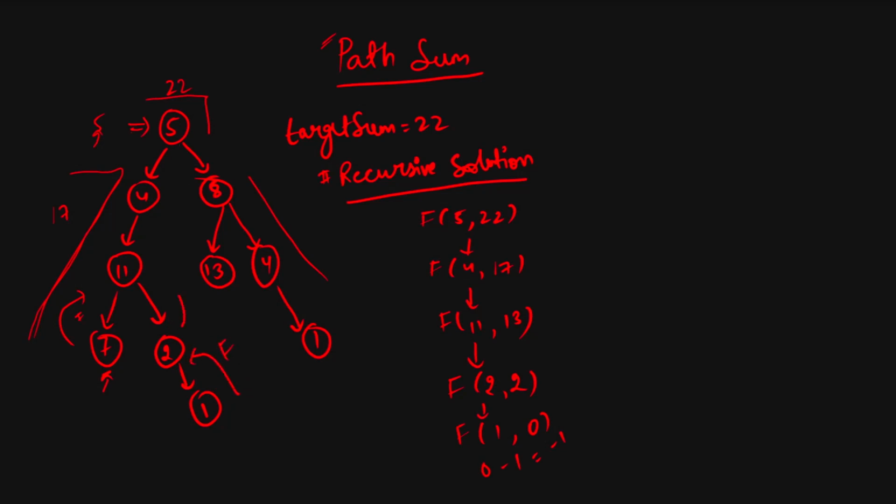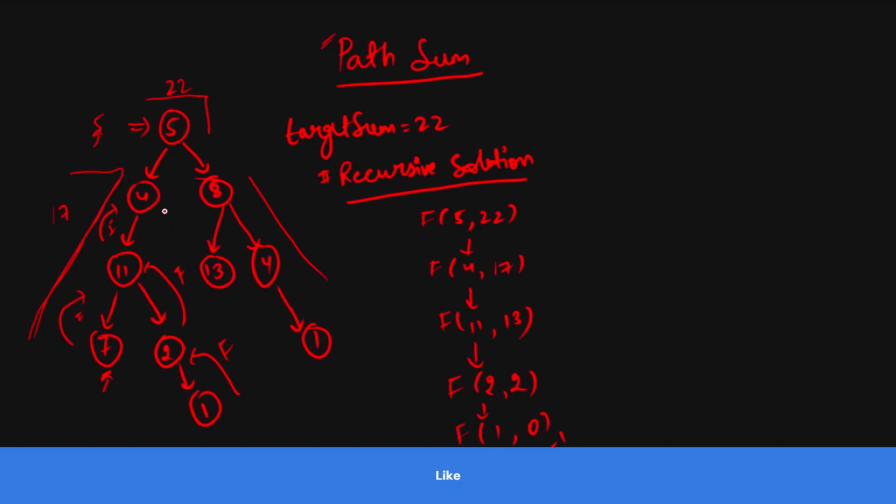So this will return false. So what do I get from 11? I do not get any path from left, any path from right, so it will return false. Now if the left side is returning false, then it will go to its right side. But the right side is null, so it will also return false.